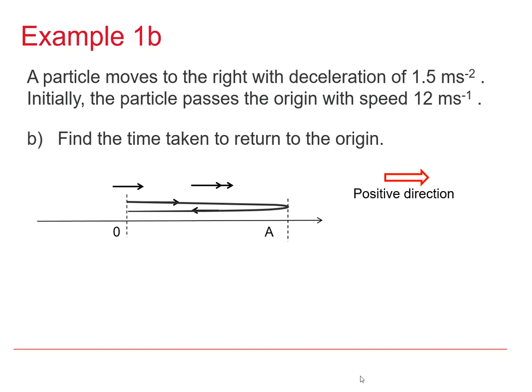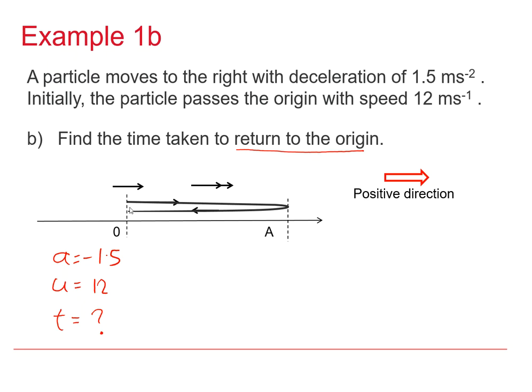So let's think carefully then about what that means. Firstly, hopefully you're happy that we still have an acceleration of minus 1.5 meters per second squared, and we still have an initial velocity of 12 meters per second. We're asked to find the time, so we don't know what the time is, but that is involved in the question. And then it's this thing here which we need to think about carefully, the time taken to return to the origin. What does that actually mean?